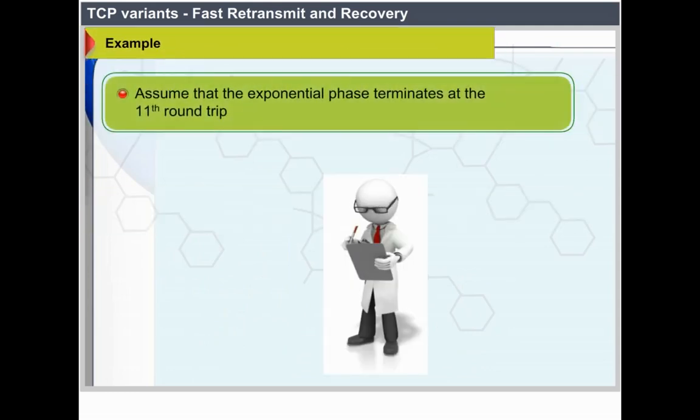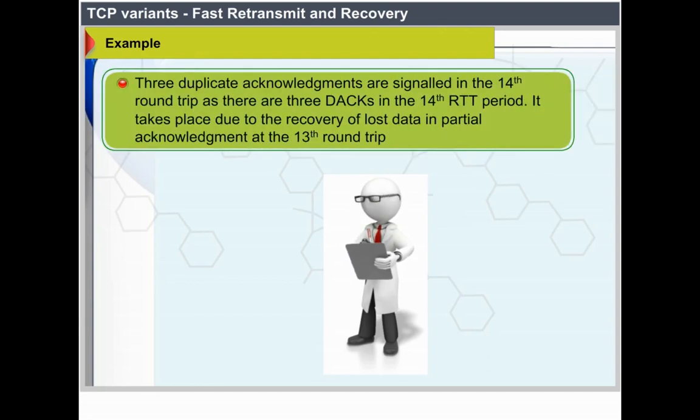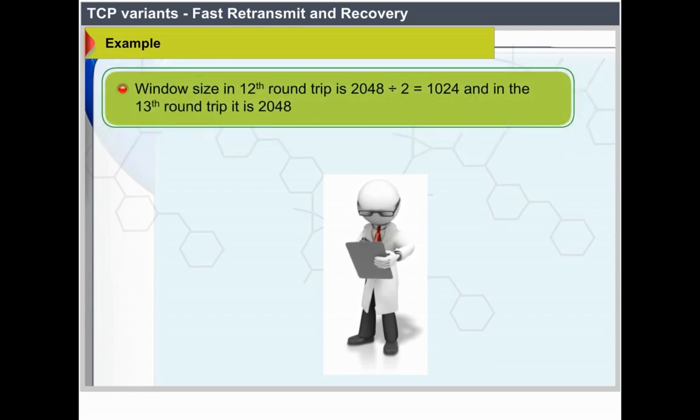Example: assume that the exponential phase terminates at the 11th round trip. FRR1 phase starts at the 12th round trip. Now, if a lost packet is recovered in partial acknowledgement at the 13th round trip, then 3 duplicate acknowledgements are signaled in the 14th round trip as there are 3 DACKs in the 14th RTT period. Window size in the 12th round trip is 2048 divided by 2, which is equal to 1024, and in the 13th round trip it is 2048.